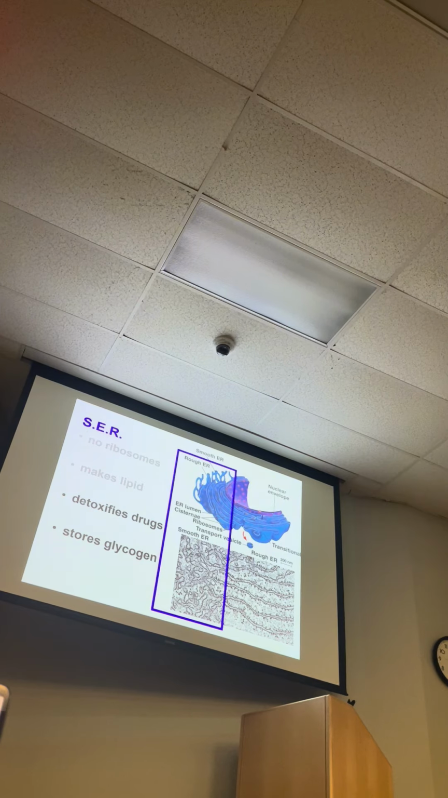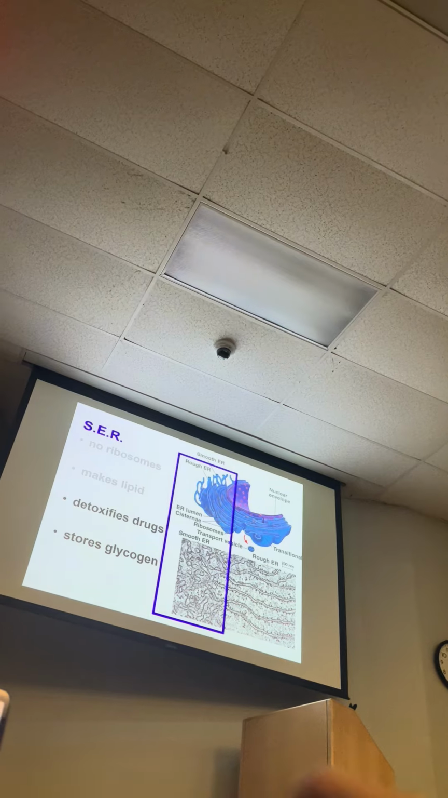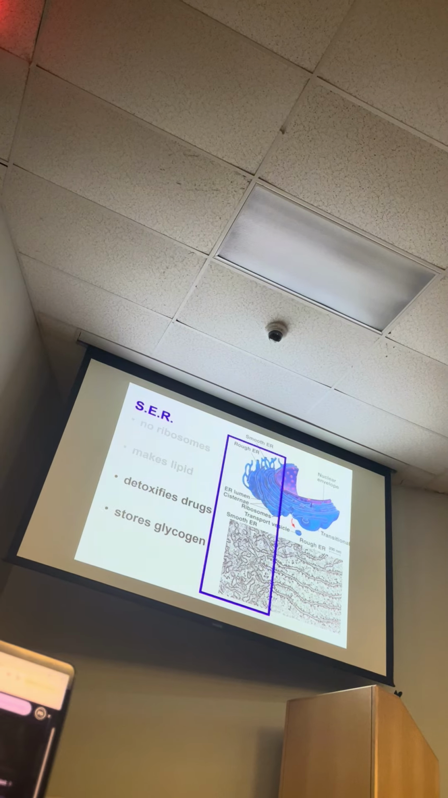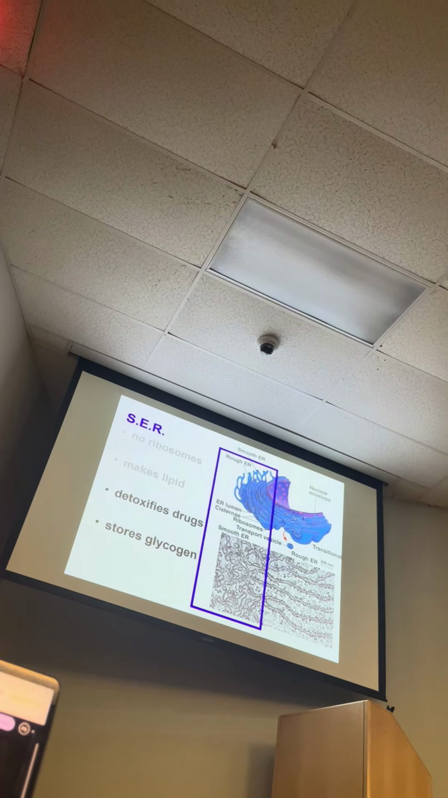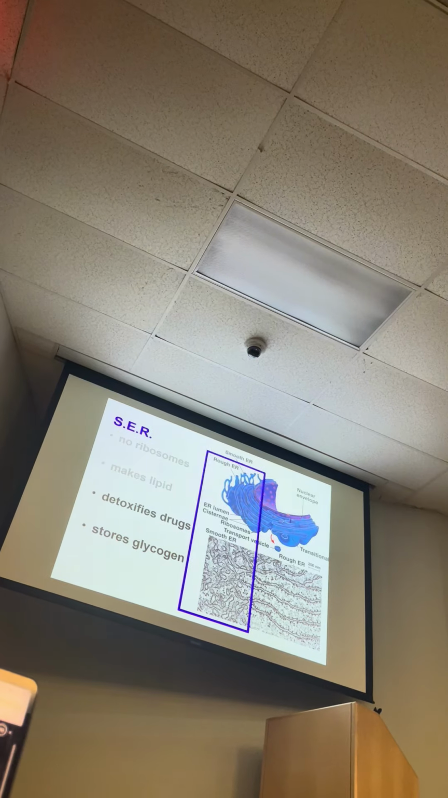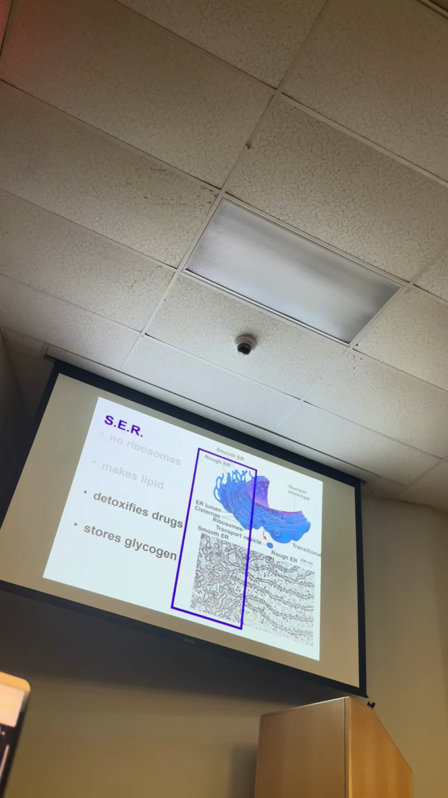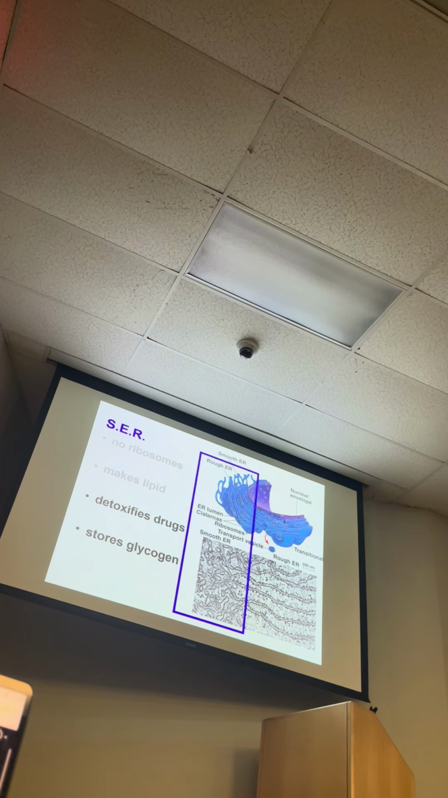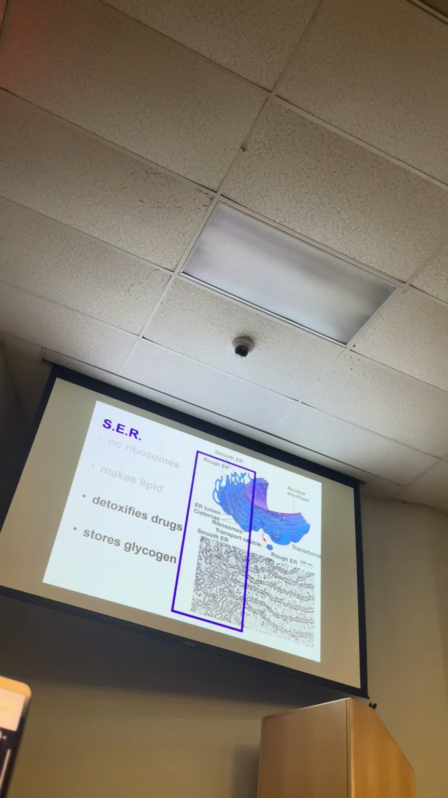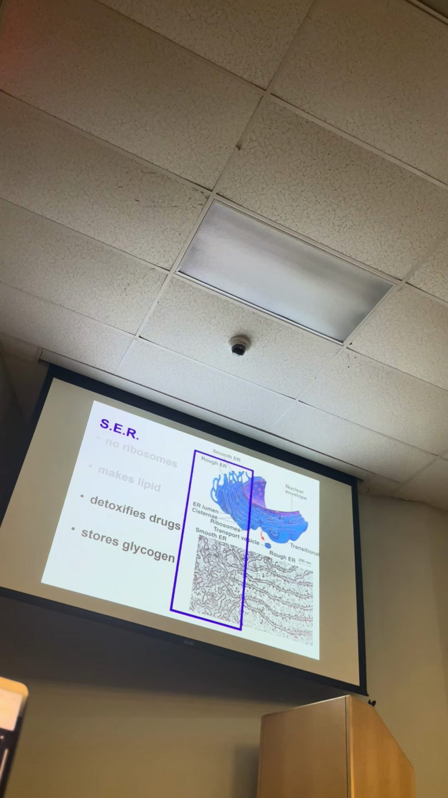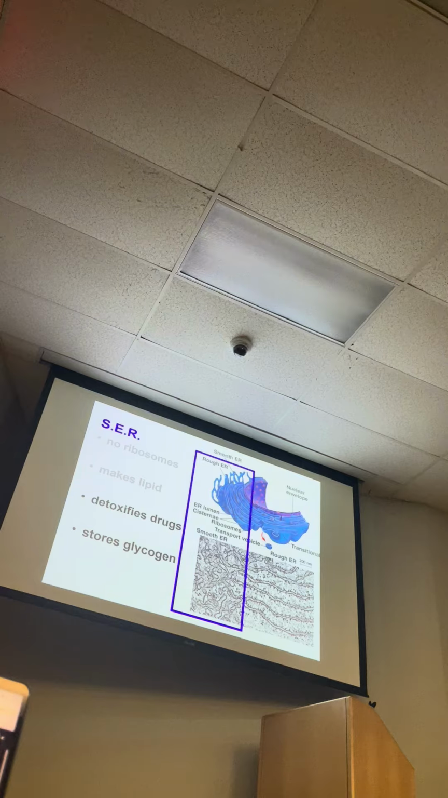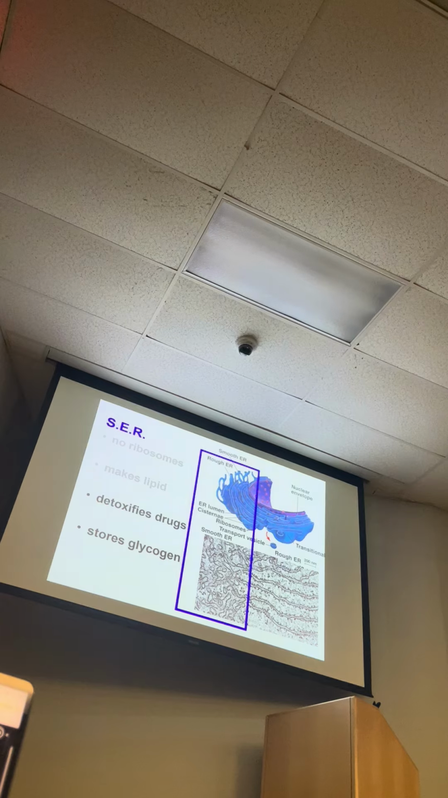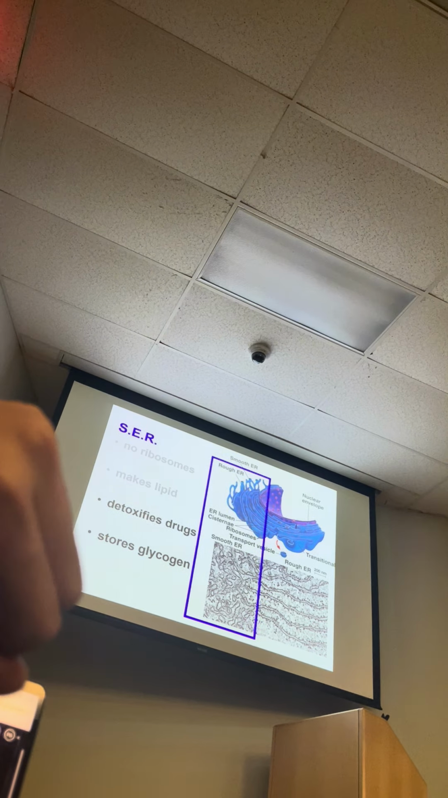Another function of smooth ER is that it has enzymes that can detoxify harmful substances. So detoxification of drugs, essentially, is a function of the smooth ER. Another function is storing glycogen. These last two are more cell-type specific or tissue specific functions. Not all organelle functions are performed by every organelle, if that makes sense.